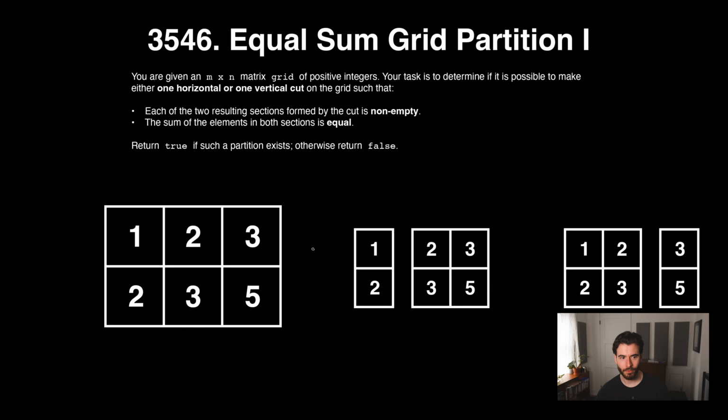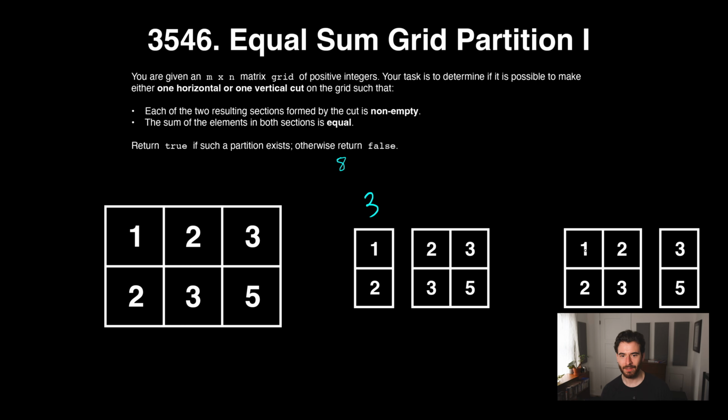So what's another observation we can make? Well, when we make our first vertical cut, what we have to do is get the sum of all of the integers in that column. So in this case, again, we'd have 1 plus 2 is 3. Now, because we're looking for a sum of 8, we need to keep searching and perform another cut.